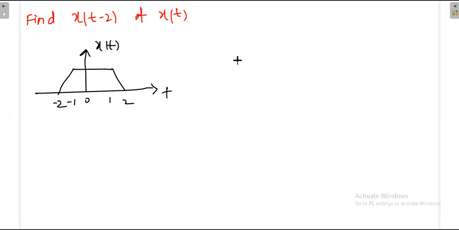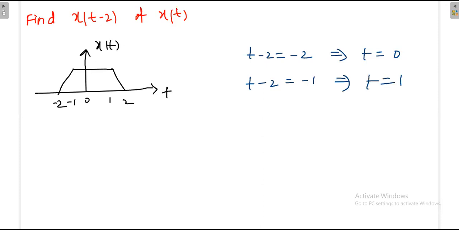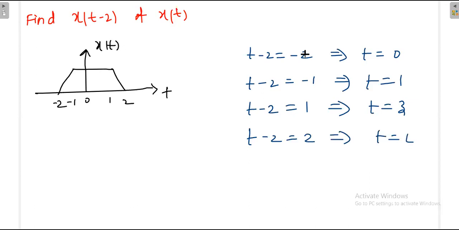Then mathematically, I'll do the mathematics. t minus 2 equal to minus 2, then t is equal to 0. t minus 2 equal to minus 1, then t is equal to 1. t minus 2 equal to plus 1, then t is equal to 3. t minus 2 equal to 2, then t is equal to 4. That means whatever value is present at minus 2 in the old diagram will be mapped to 0 in the new diagram. Similarly, all other values will be mapped.